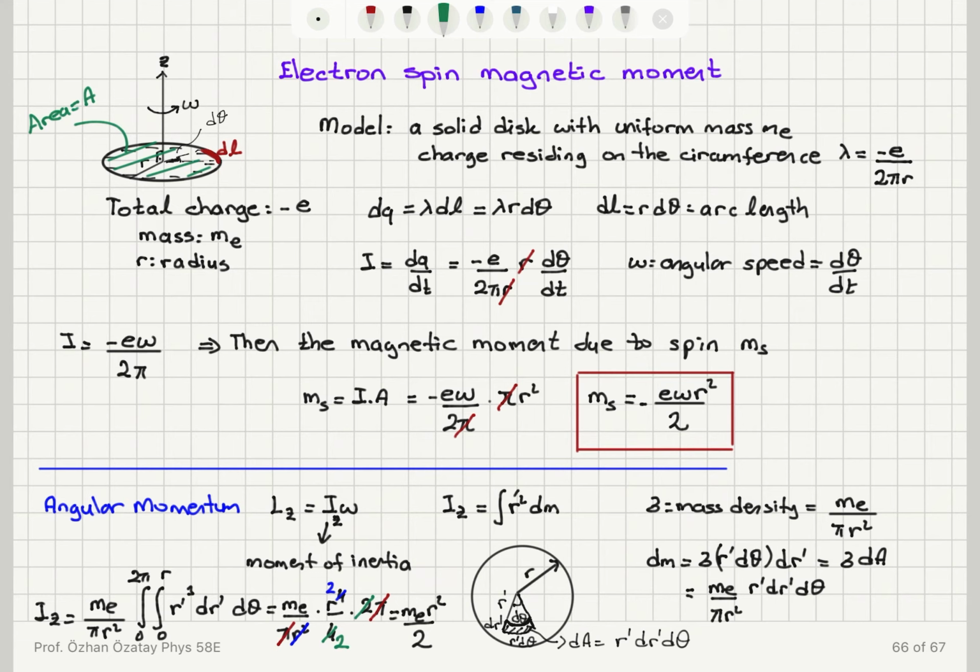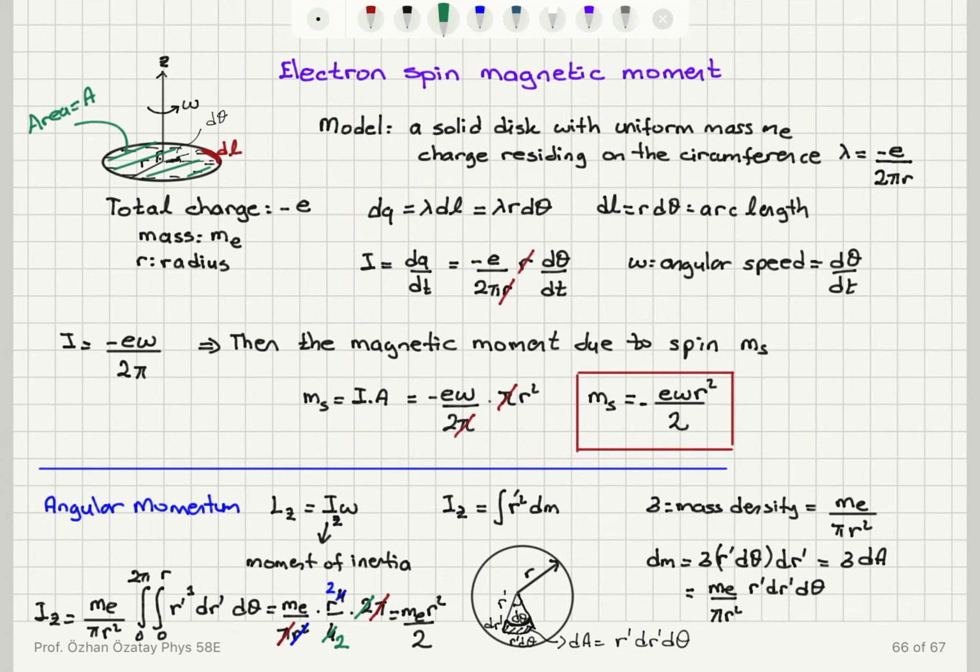Now, what is the direction of this magnetic moment? Well, you can see that the electron has a negative charge, so if you follow the direction of the current, if the electron is spinning in the direction of omega, then you have to consider the opposite direction in order to get the magnetic moment. So it's going to be pointing down in the minus z direction using the right hand rule.